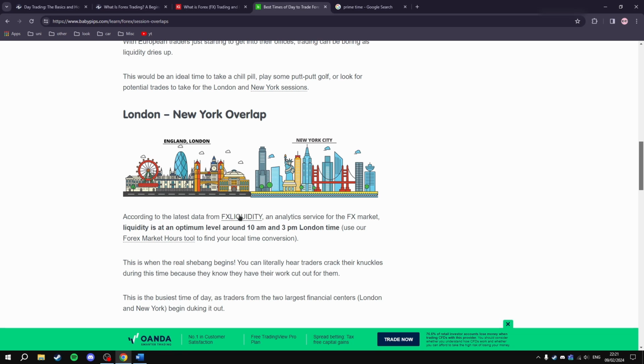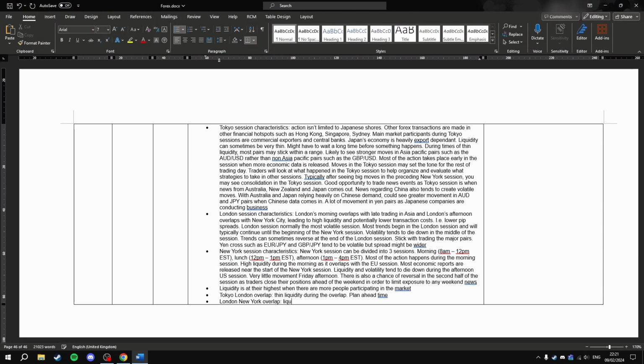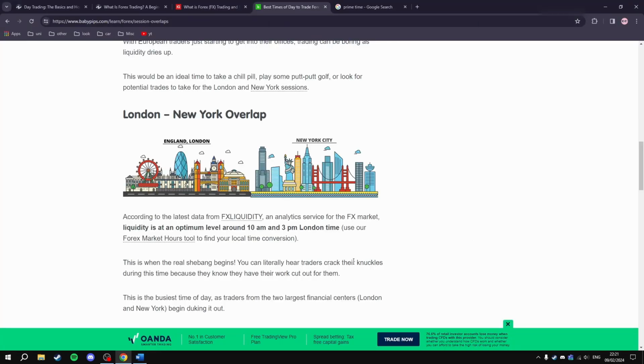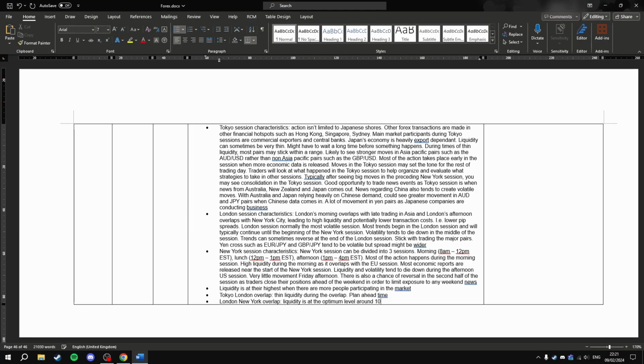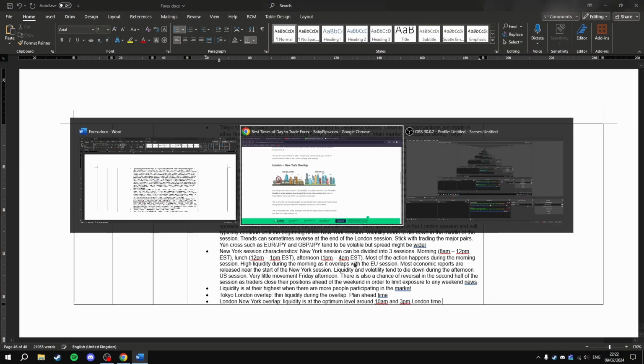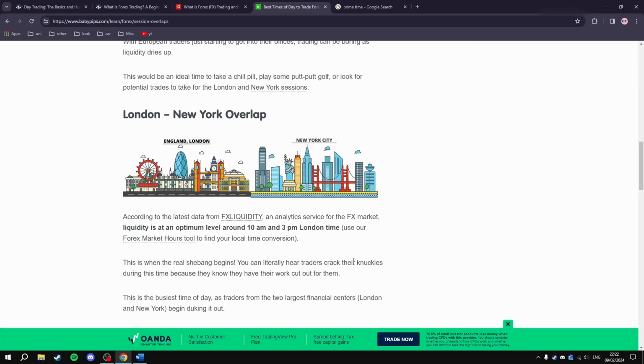According to the latest data from FX Liquidity, an analytic service for the Forex markets, liquidity is at an optimum level around 10 AM and 3 PM London time. Use our Forex market hours tool to find your local time conversion. So that's 10 AM to 3 PM for us.